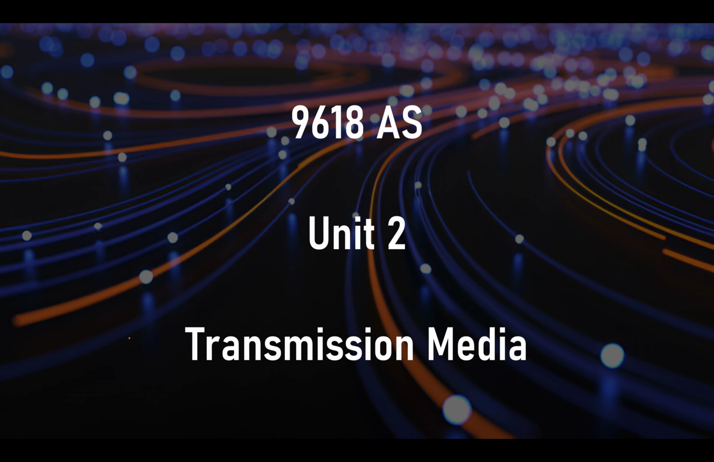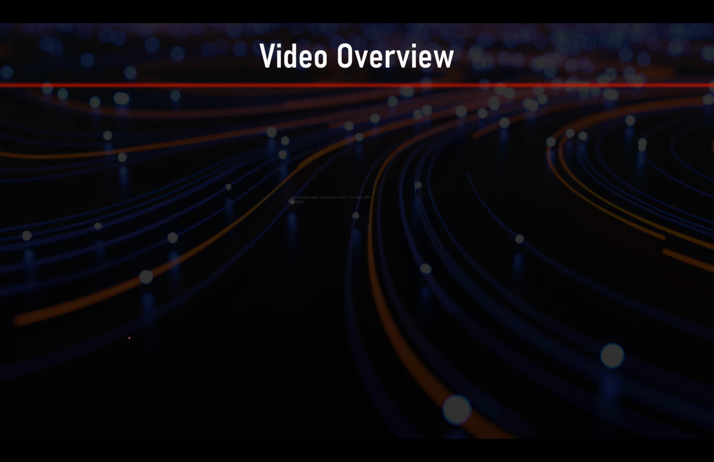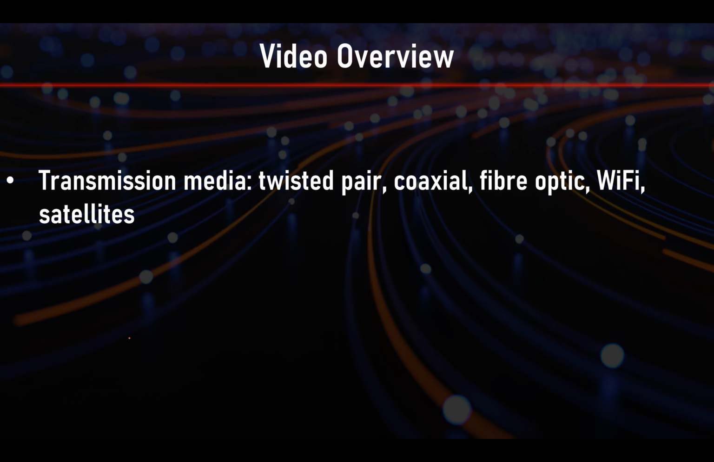As you can see, today we're going to look at some of the various transmission mediums. So a quick overview, we're going to look at twisted pair, coaxial, fibre optic. Those three are going to be wired. Then we'll look at Wi-Fi and satellites. Those two are going to be wireless.